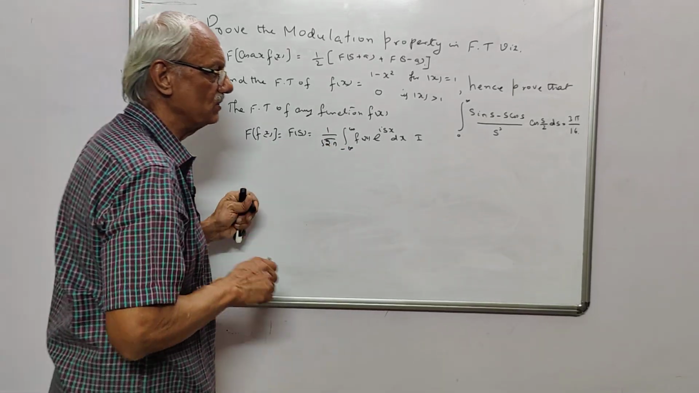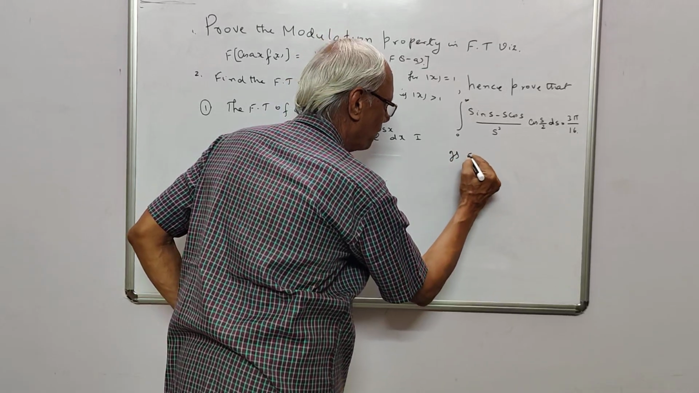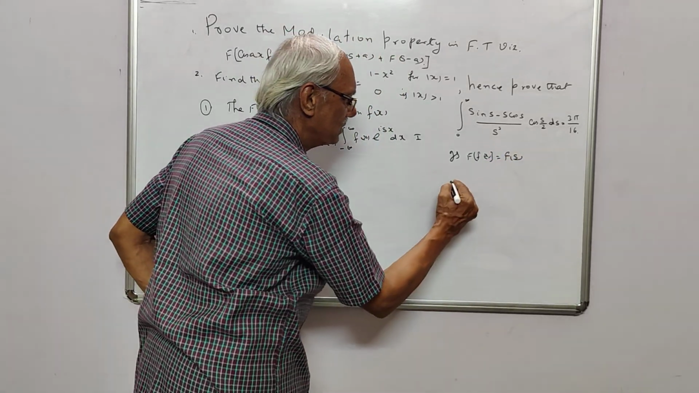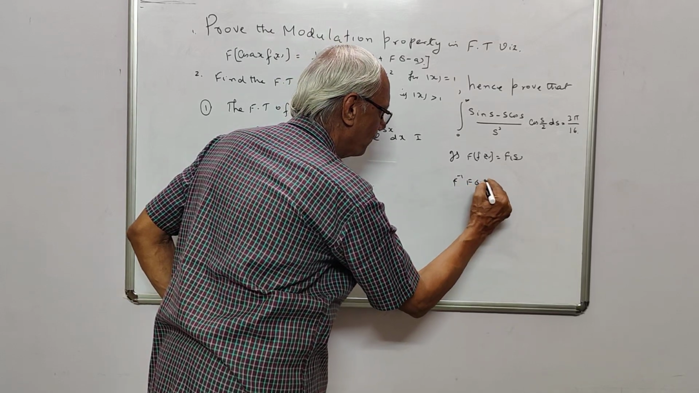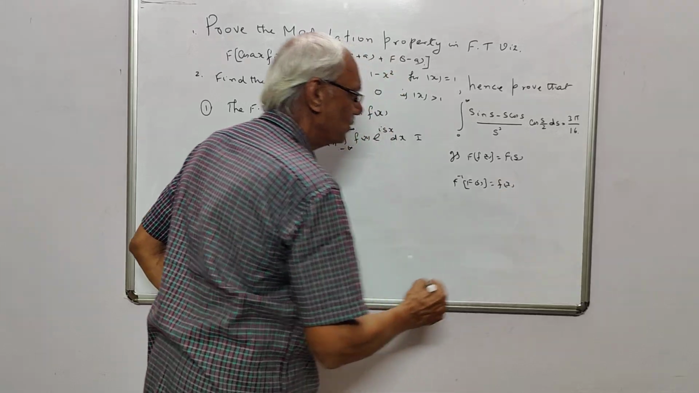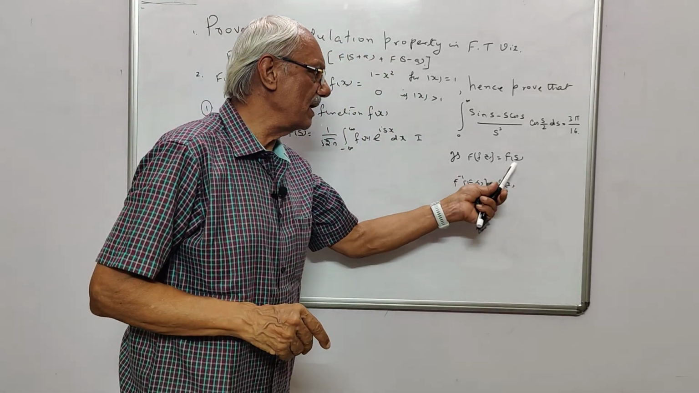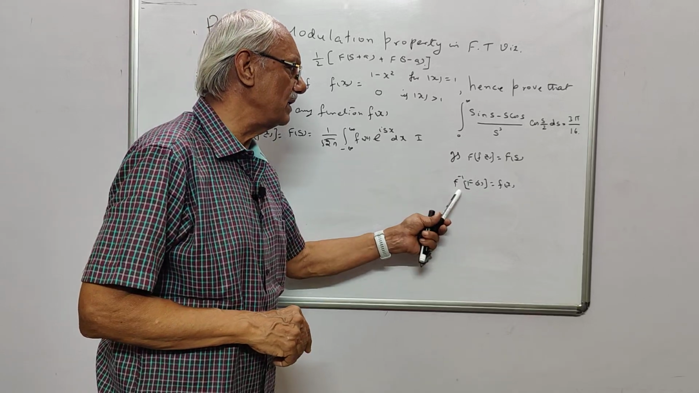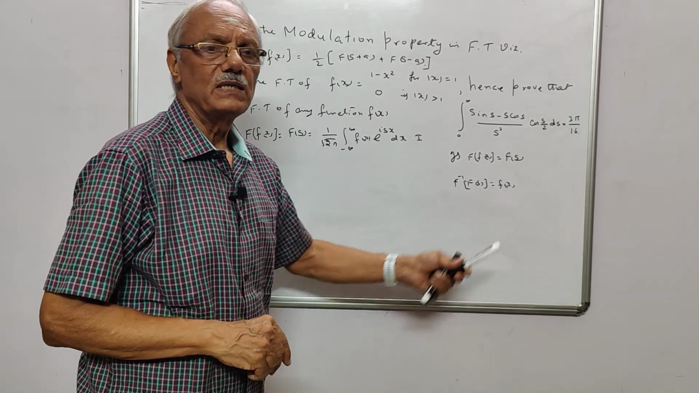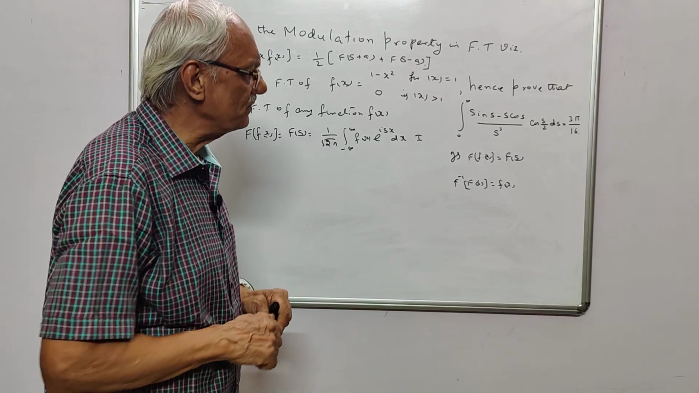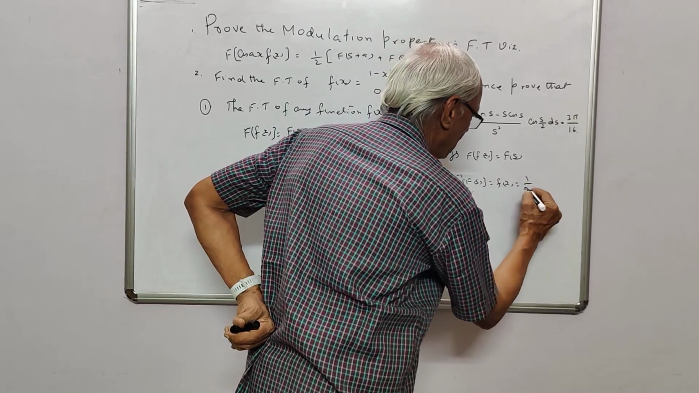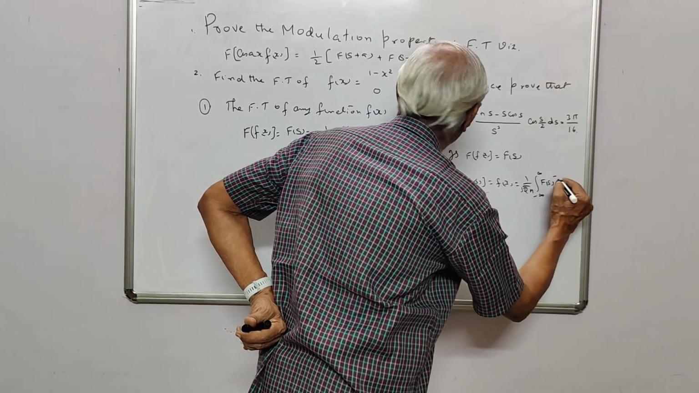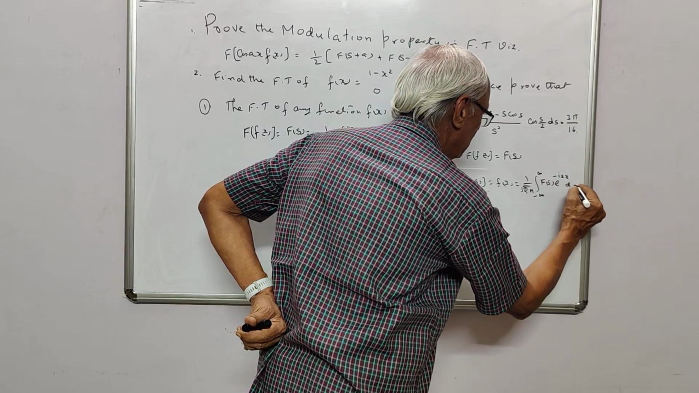Now if F of s is given, then the inverse F minus 1 of F of s will be equal to f of x. Once you are able to find the Fourier transform of a function f of x, then you can get the inverse Fourier transform, which is F minus 1 of F of s equal to f of x. This is called your inverse Fourier transform. The inverse Fourier transform formula is 1 by square root of 2 pi, integral from minus infinity to plus infinity of F of s e to the power of minus i s x ds.